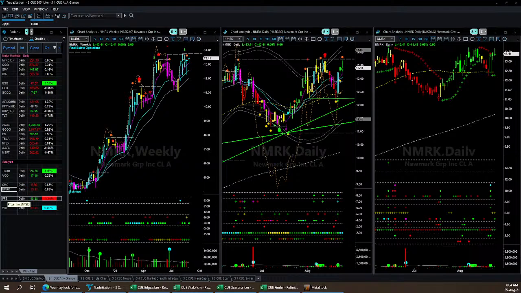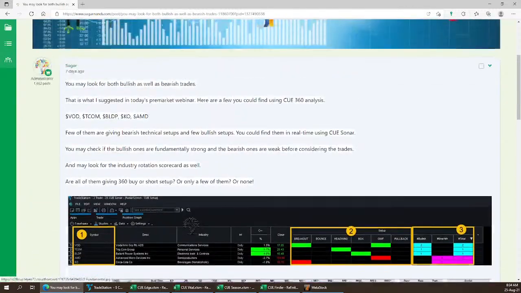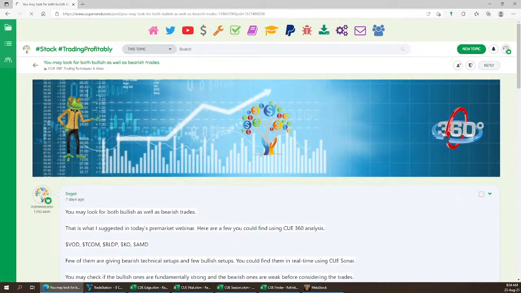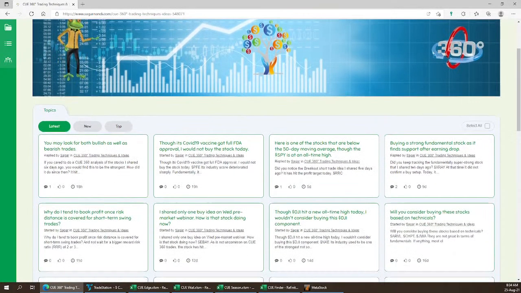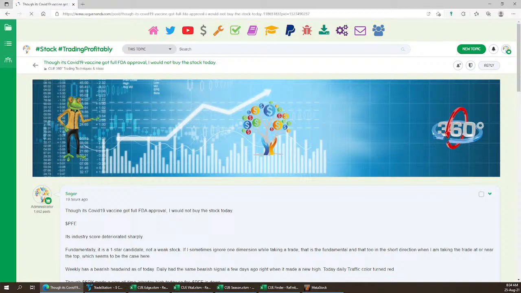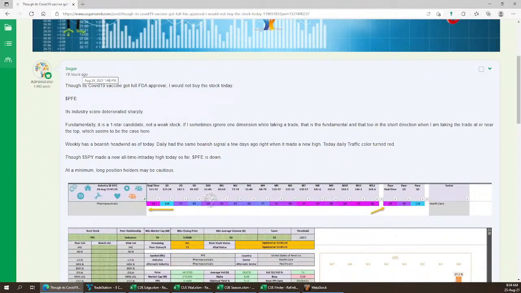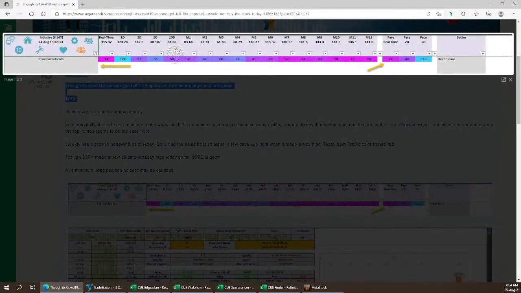Now let's look at a stock that I shared yesterday on the forum. And I sometimes like to look back on the actual post so that we review exactly how it looked when I shared it, before knowing the result. It was 19 hours ago, so it was yesterday, August 24, around 1:48, so let's say around 1:50 p.m. Eastern Standard Time. I shared, though its COVID-19 vaccine got full FDA approval, I wouldn't buy the stock today. And that was Pfizer, PFE. And that comment was based on the Q360 degrees analysis.